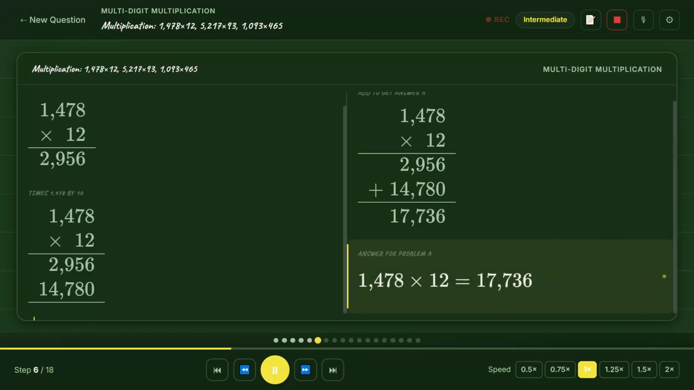Awesome job. Problem A is done. 1478 times 12 equals 17,736. Now let's move on to the next one.